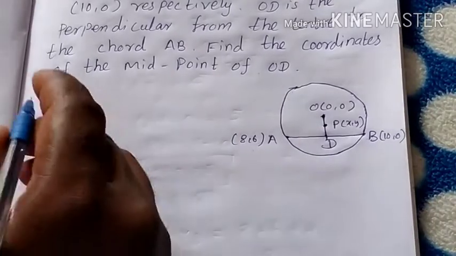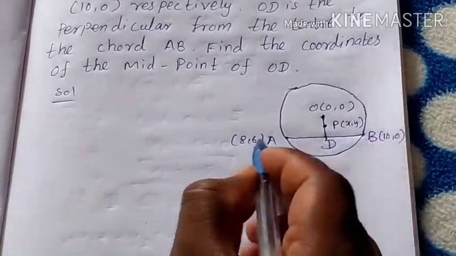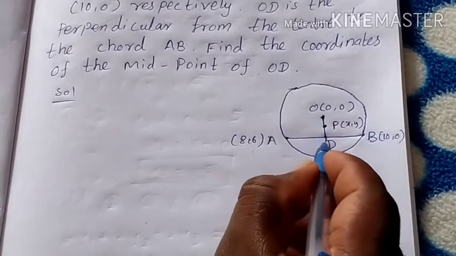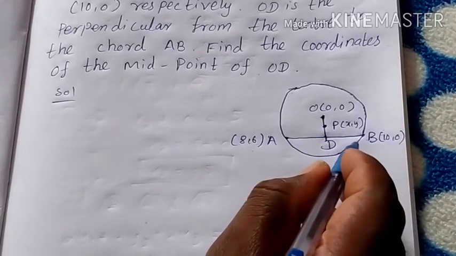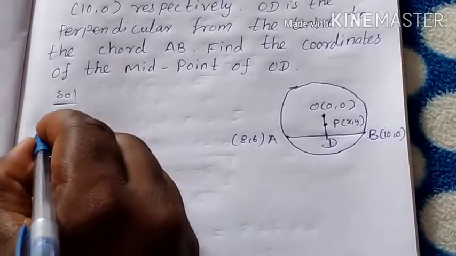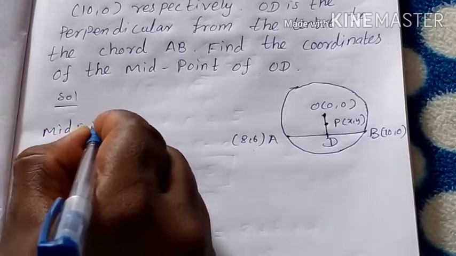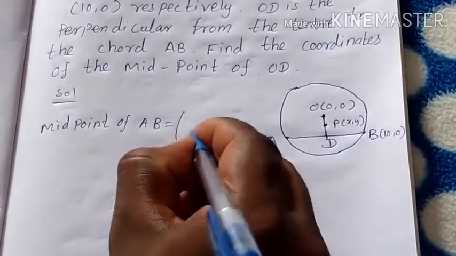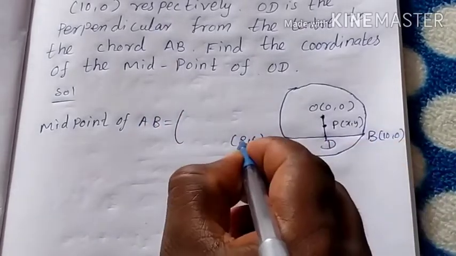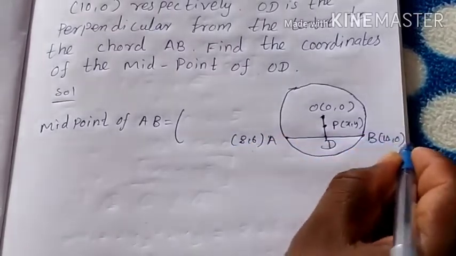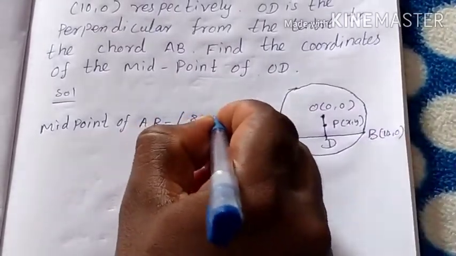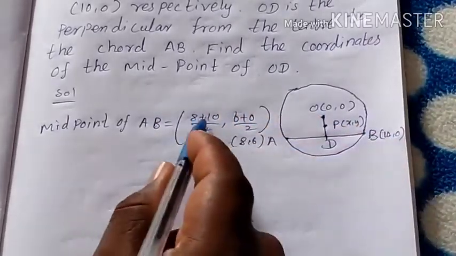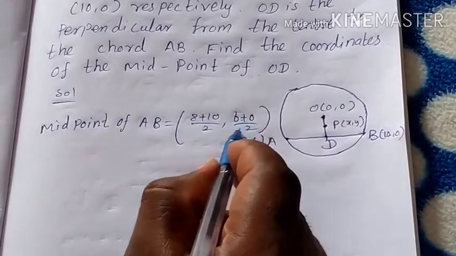Solution. The midpoint of AB is D, because OD is perpendicular to AB, so this is the exact midpoint of A and B. The midpoint formula: midpoint of AB equals ((x1 plus x2) divided by 2, (y1 plus y2) divided by 2). So (8 plus 10) divided by 2, (6 plus 0) divided by 2.